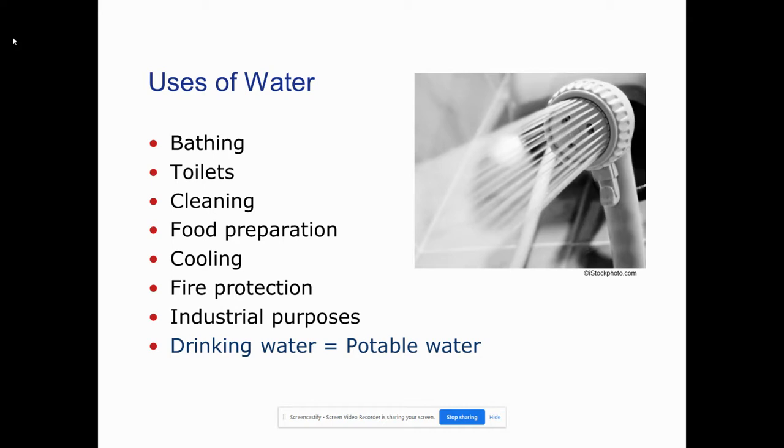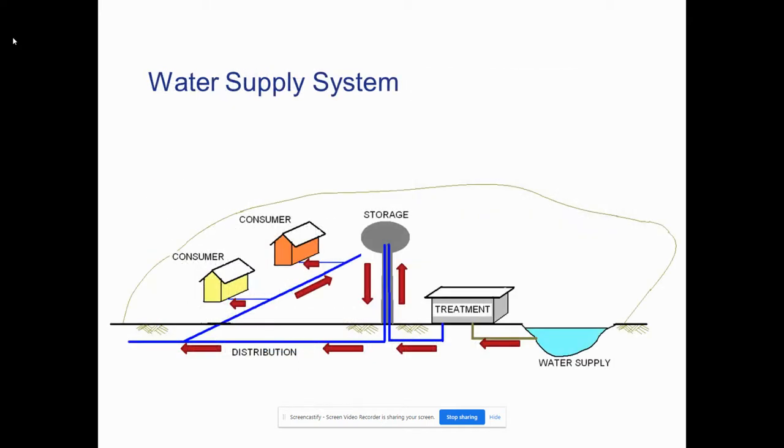As you know, these are all the different things that we use water for. And technically, drinking water is called potable water. If you go to a sink and it says non potable, that means it's not safe for drinking. And this is how things come about as far as how we get our water.